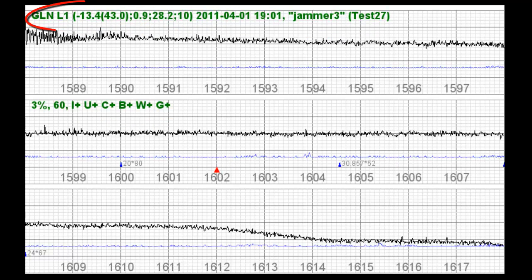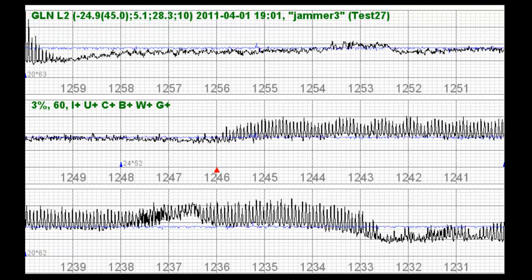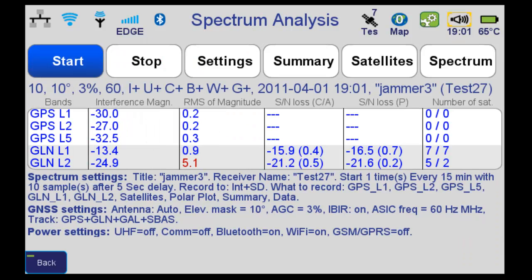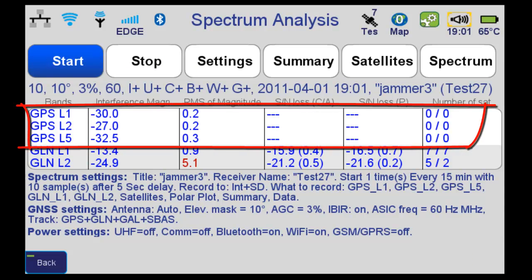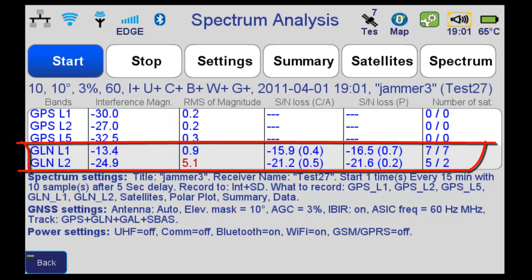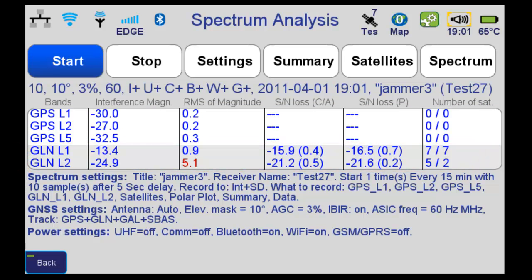In GLONASS L1 band, it has some damages, but not as bad as GPS. GLONASS L2 also got affected. The satellite screen shows that all GPS satellites were knocked out and GLONASS was badly affected. The spectrum analysis summary screen shows similar results, that GPS was completely knocked out and GLONASS was badly affected, both in the AGC numbers and in satellite signal strength. Note that this was a GPS only jammer. Add an external amplifier to this jammer and it can destroy the GPS coverage in a large city.